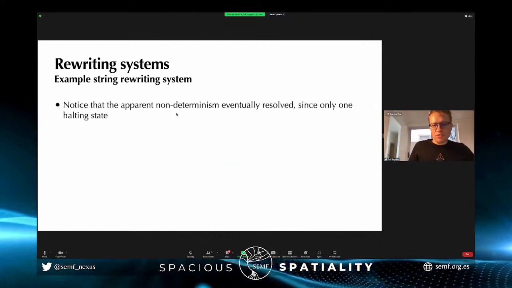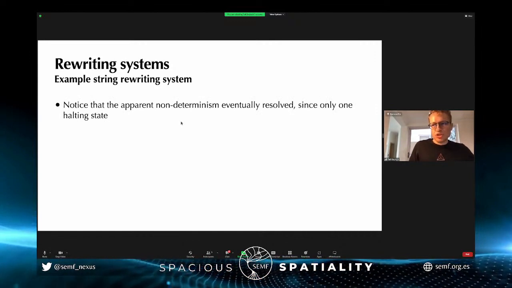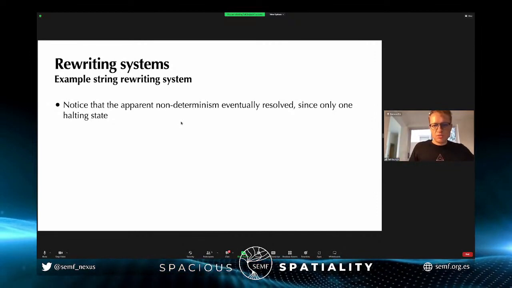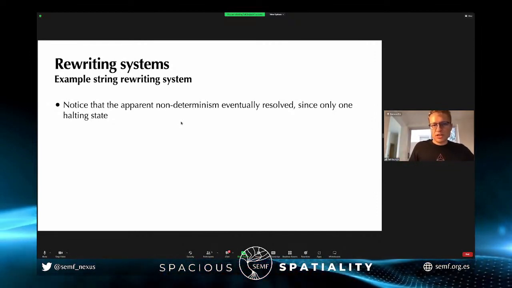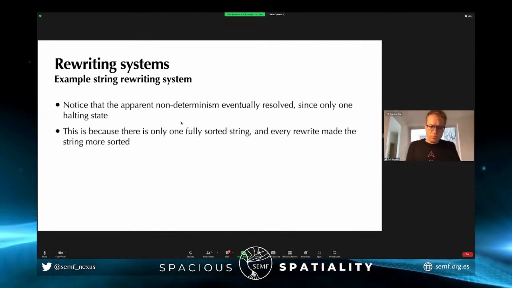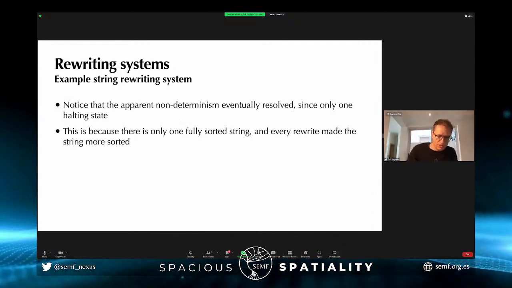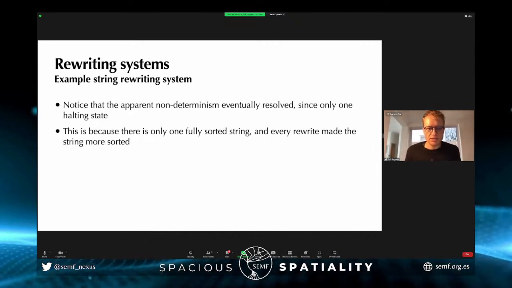So there was some non-determinism because it looked like it mattered which order you applied those rewrites, like which matches you pay attention to. In particular, because applying some rewrites can affect whether other rewrites are applicable, they can destroy each other. But in the end, there was only one halting state. There was only one possible result. And it's easy to see why that would be the case.